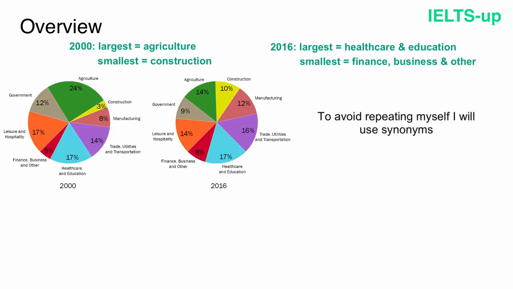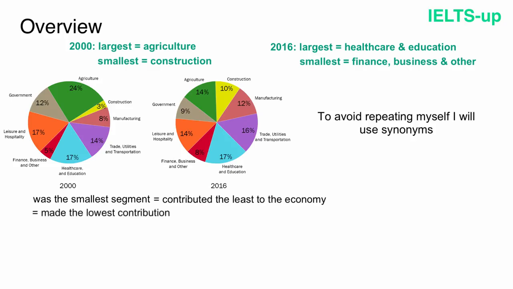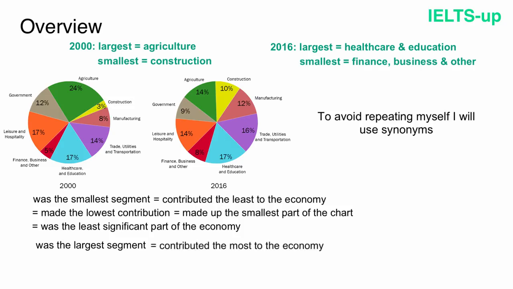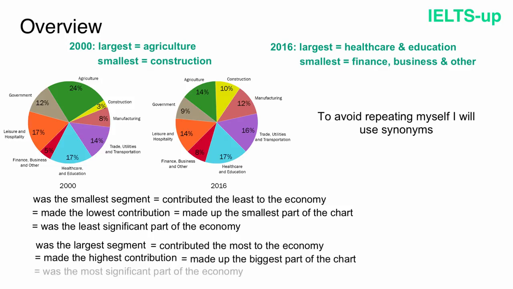To avoid repeating myself, I will use synonyms. The phrase "was the smallest segment" can be replaced with "contributed the least to the economy", "made the lowest contribution", "made up the smallest part of the chart", and "was the least significant part of the economy". And the same for the largest slice. "Was the largest segment" can be replaced with "contributed the most to the economy", "made the highest contribution", "made up the biggest part of the chart", "was the most significant part of the economy".